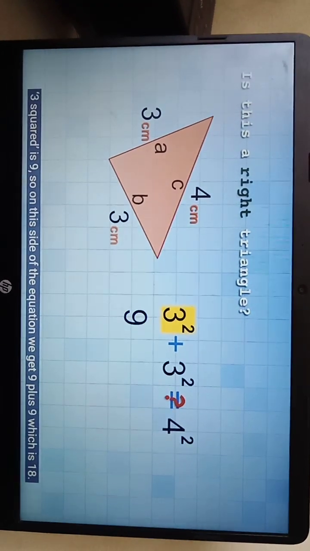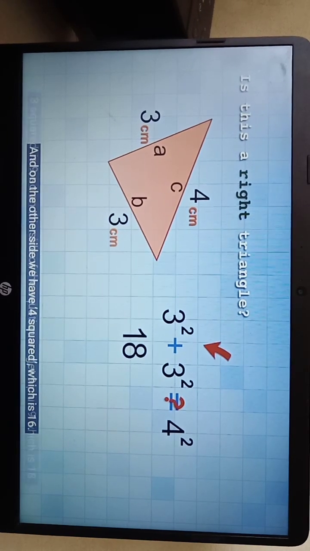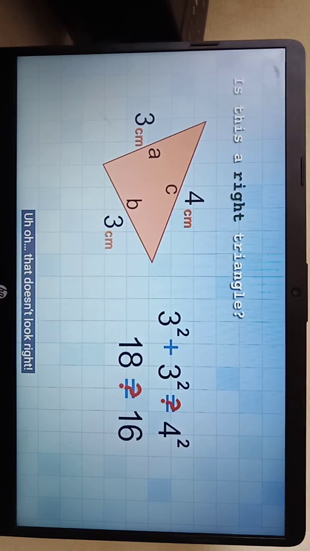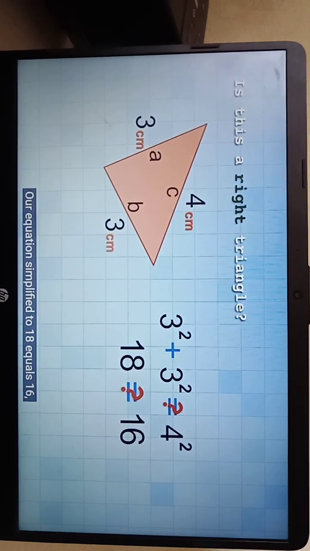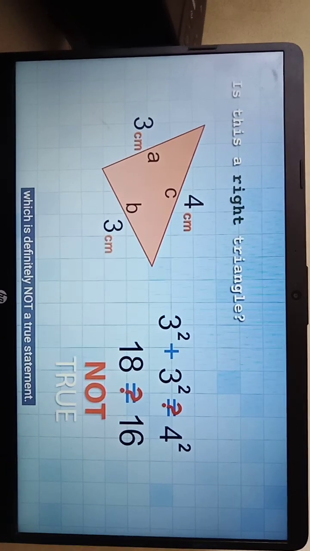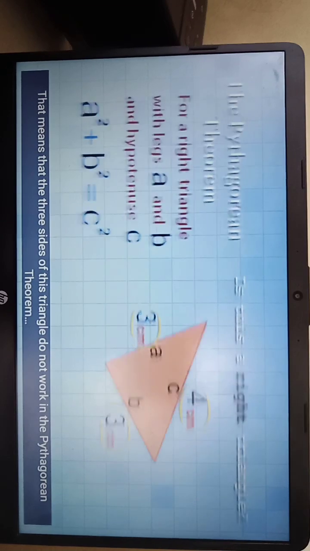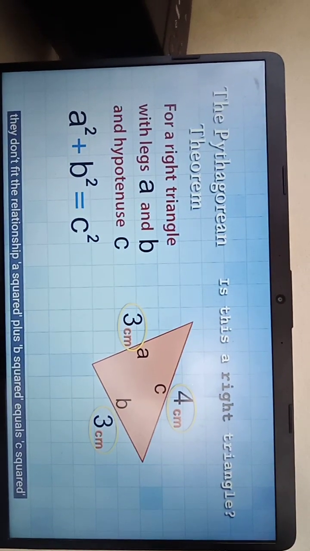3 squared is 9, so on this side of the equation, we get 9 plus 9, which is 18. And on the other side, we have 4 squared, which is 16. Uh-oh, that doesn't look right. Our equation simplified to 18 equals 16, which is definitely not a true statement. That means that the three sides of this triangle do not work in the Pythagorean theorem. They don't fit the relationship a squared plus b squared equals c squared.